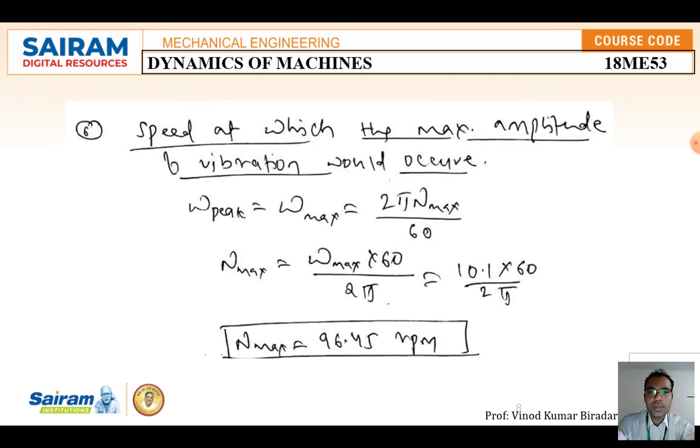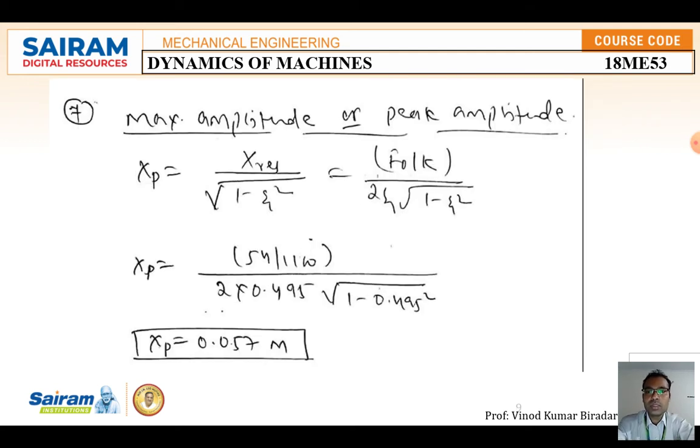The sixth one is the speed at which the maximum amplitude of vibration would occur. The peak amplitude speed is equal to pi times the maximum speed divided by 60. We have the formula. Just substitute the formula, and you are going to get the speed at which the maximum amplitude of the vibration would occur, equal to 96.45 rpm.